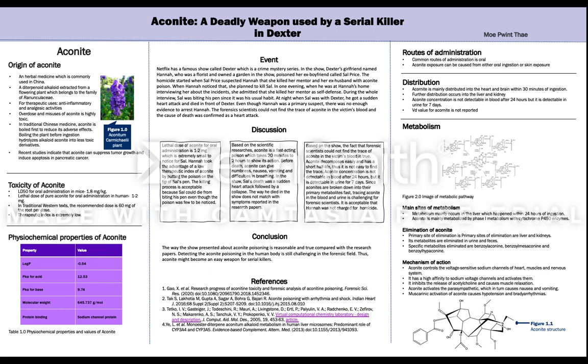Based on the scientific researches, aconite is a fast-acting poison which takes 20 minutes to 2 hours to show its action. So before death, aconite can give numbness, nausea, vomiting, and difficulty in breathing. In the show, Cell's death was sudden heart attack followed by a collapse. The way he died in the show does not match with the symptom reported in the research paper. So it must be very quick and very painful.